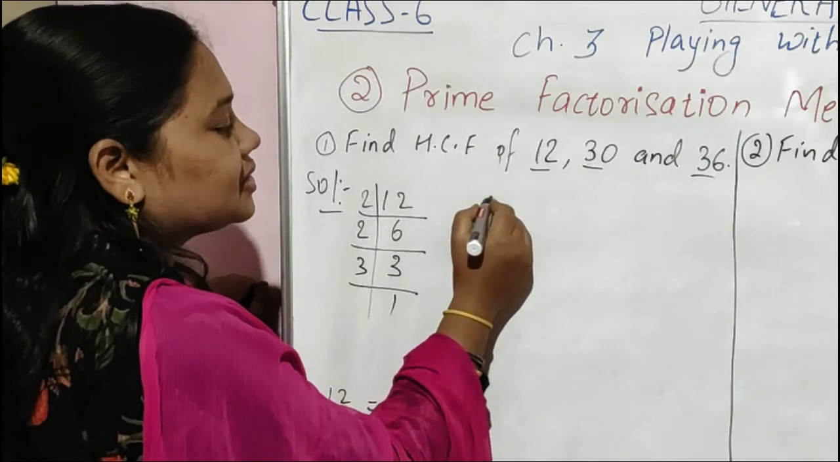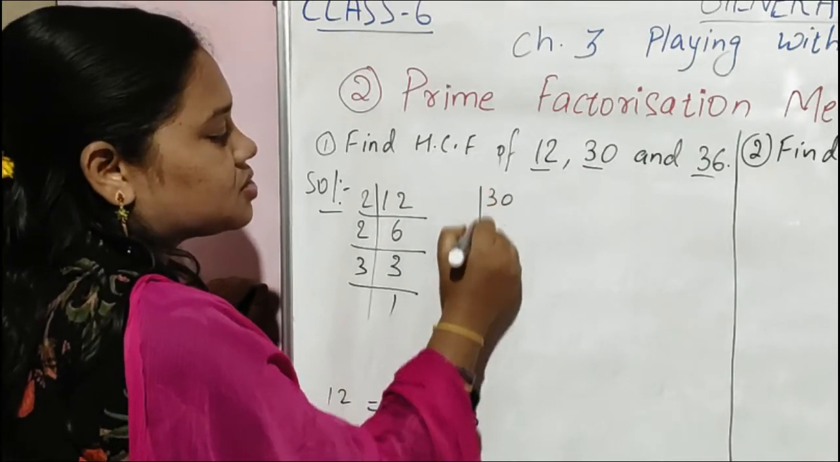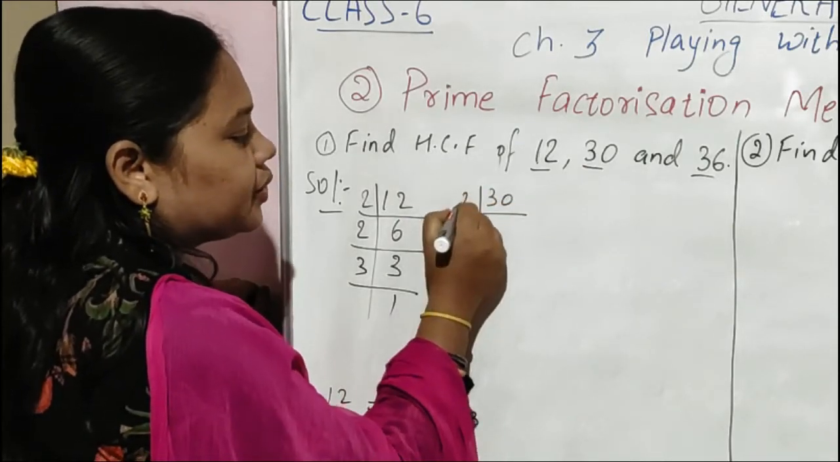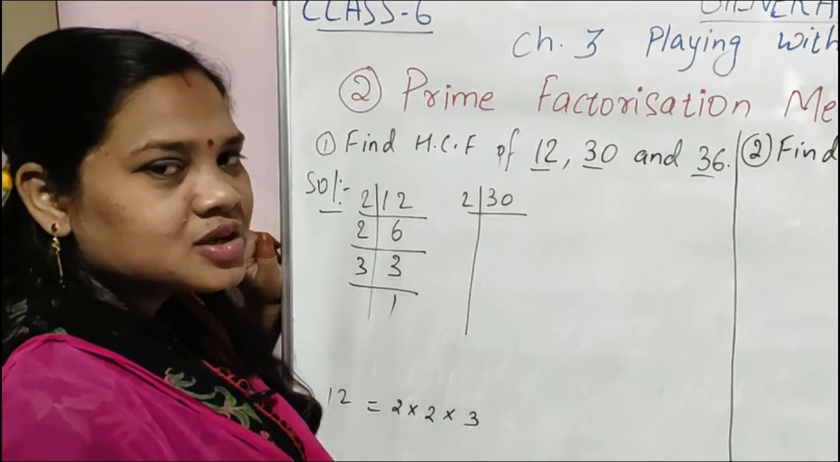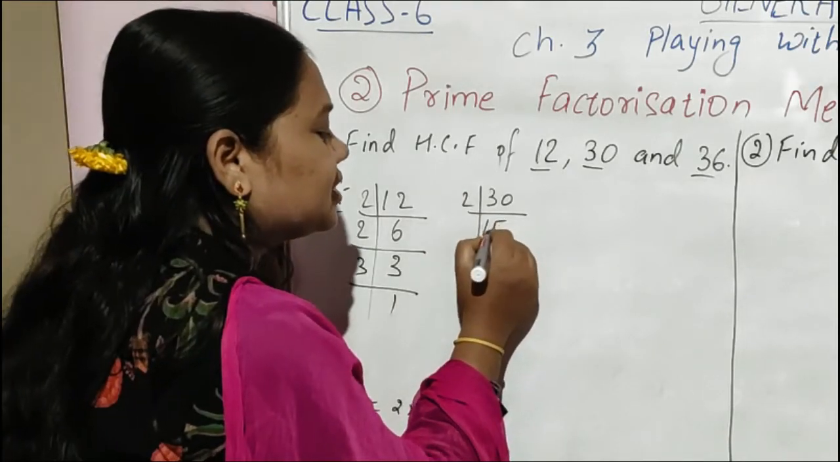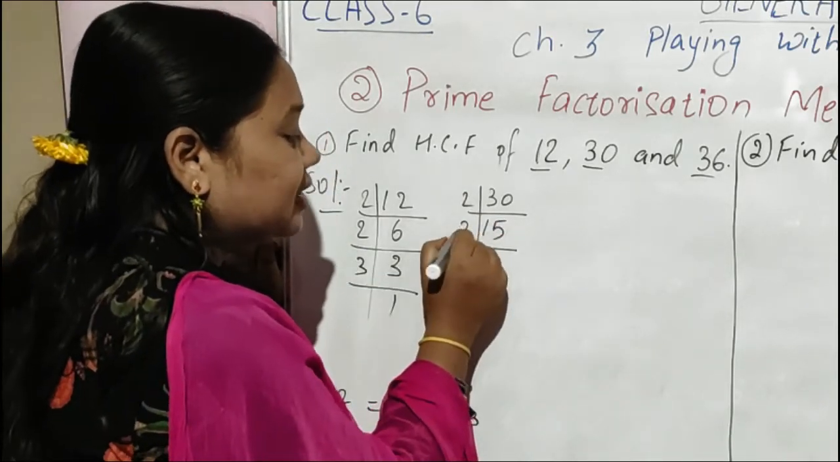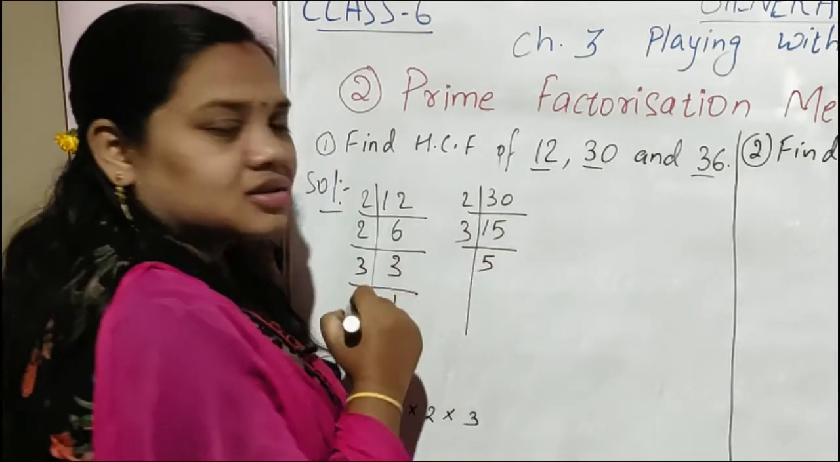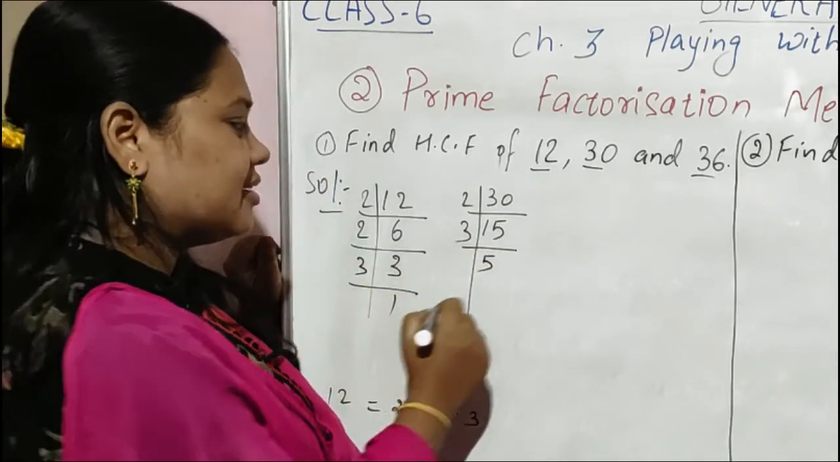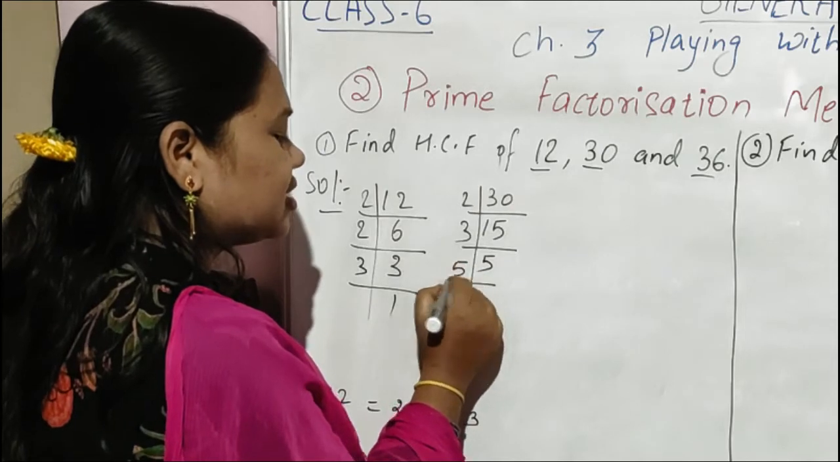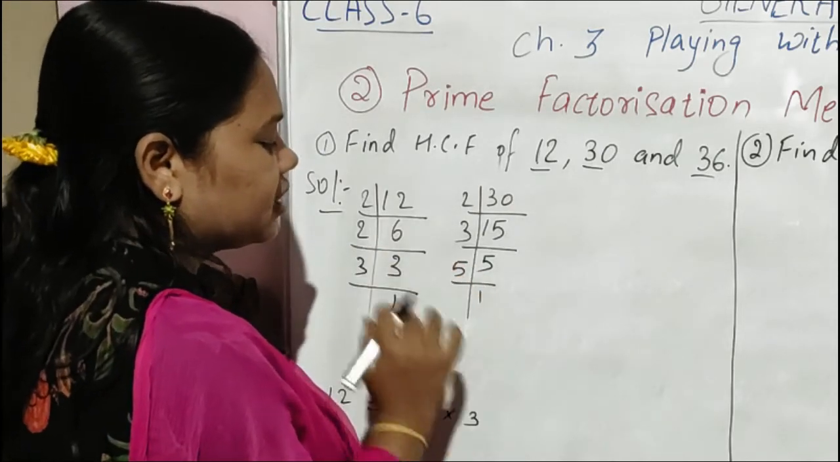Second number is what? 30. So first is what? 2 divides 30. So 2 15s are 30. Next, 3 divides 15. So 3 5s are 15. Next, 5 1s are 5.